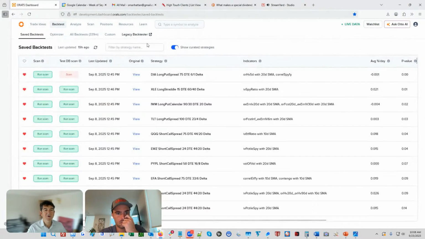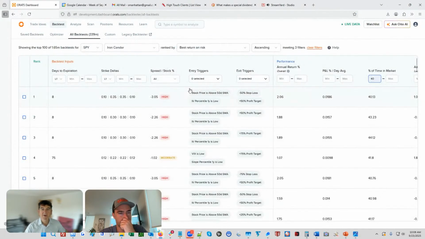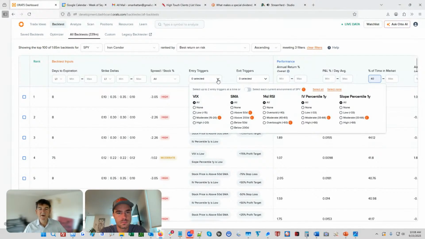But I should actually point out one of the big things in the backtest finder: we have this thing called entry triggers. With entry triggers in our backtest, we test things like only trade in a low VIX environment, moderate, high. Right now, it's considered moderate because VIX is between 15 and 20. Only trade when the SMA is above or in a certain spot, below or above, where the RSI is oversold or overbought.